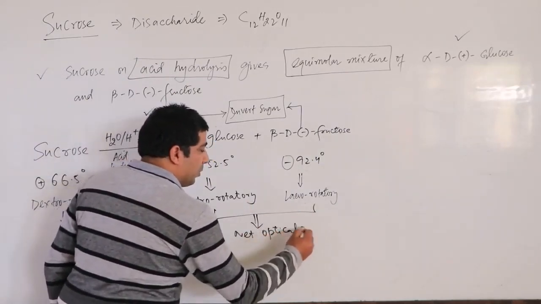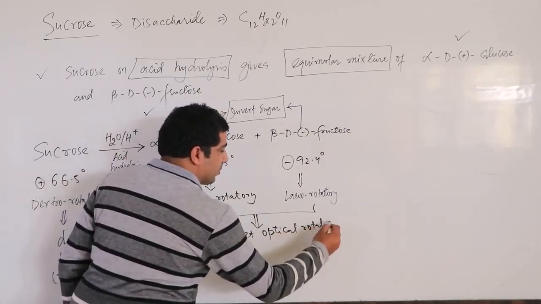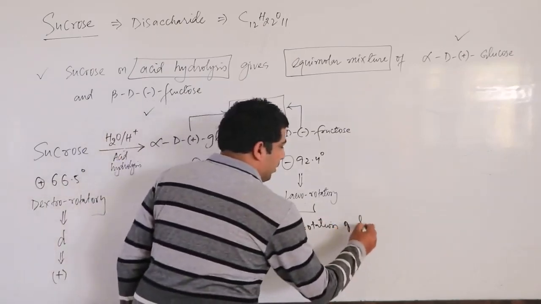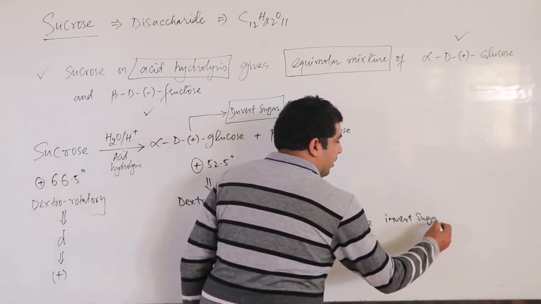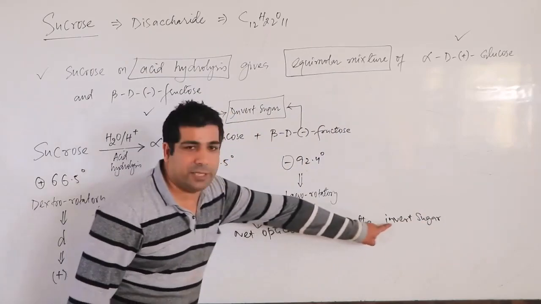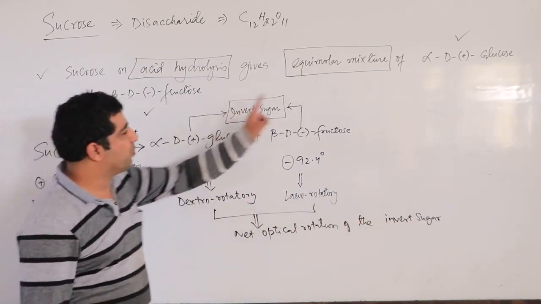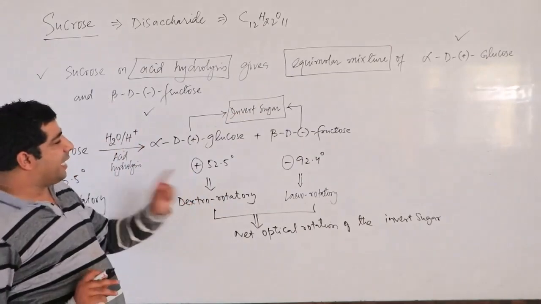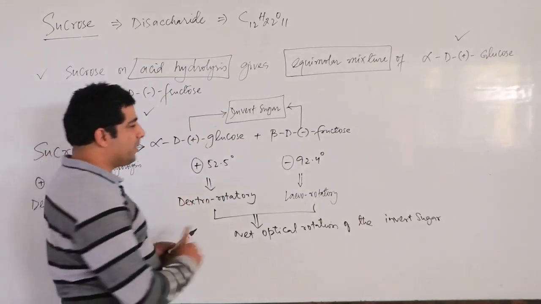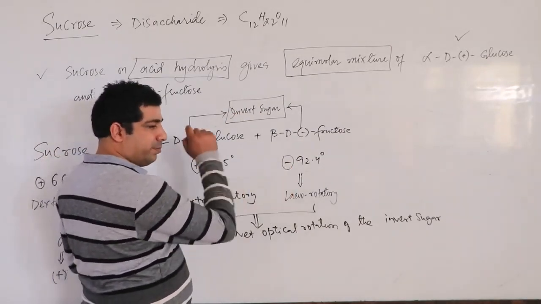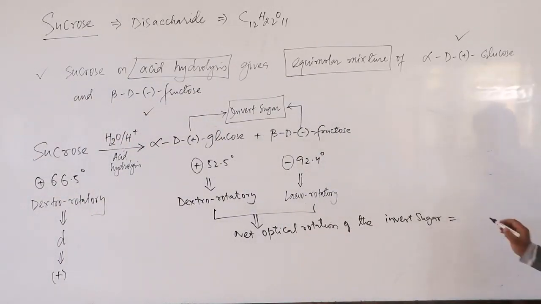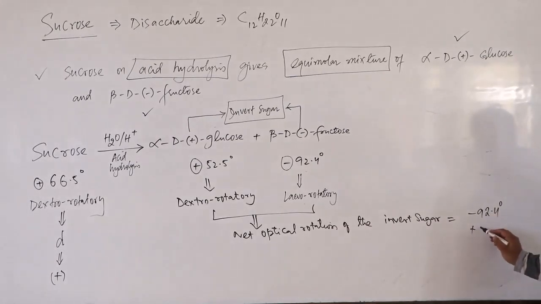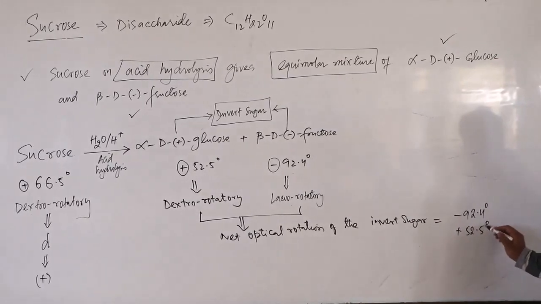optical rotation of the invert sugar. My dear friends, I hope you have understood what invert sugar is. Invert sugar means glucose plus fructose together. What will be the net rotation? Who is more? Negative is more than positive. So it will be equal to 92.4 degrees. Then you have here 52.5 degrees.